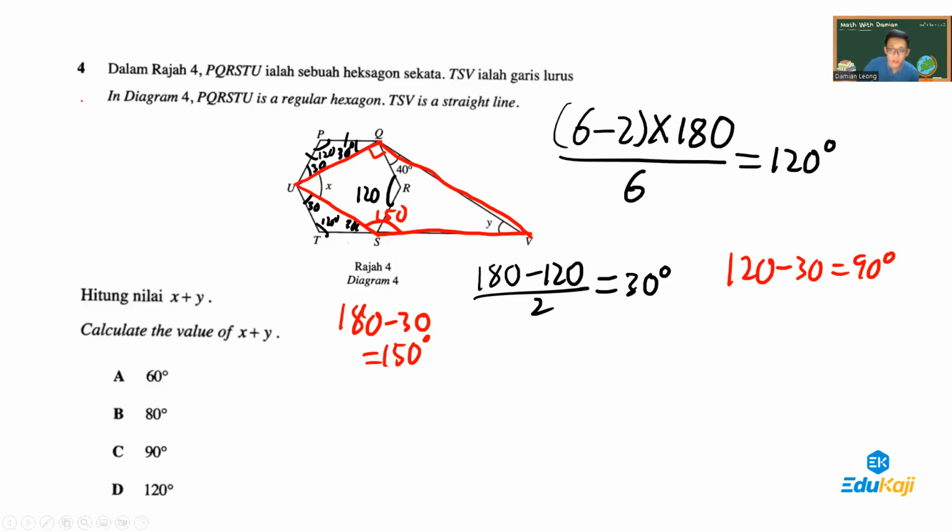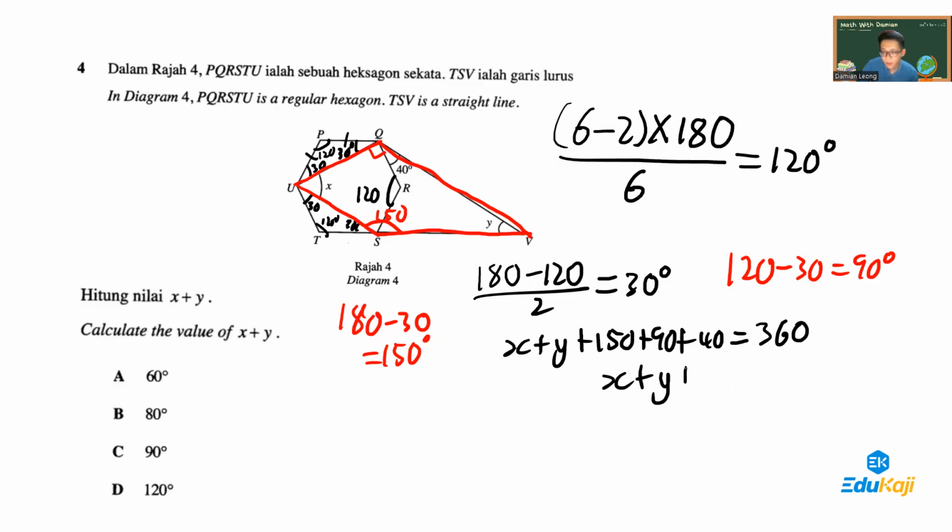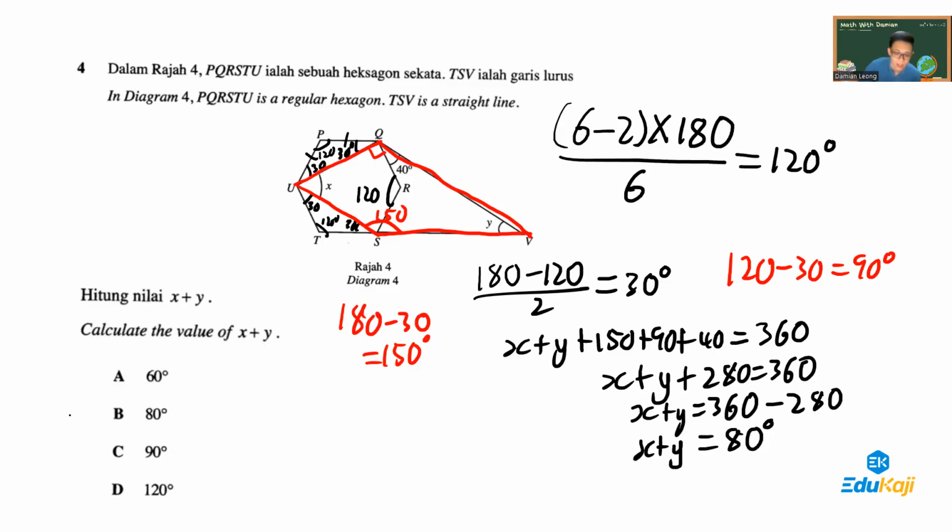So this whole thing forms a quadrilateral, meaning they add up to 360. So x plus y plus 150 plus 90 plus 40 equals 360. X plus y plus 280 equals 360. So x plus y is 360 minus 280. Bring over the 280, plus becomes minus. So it's 80 degrees. So x plus y is 80.